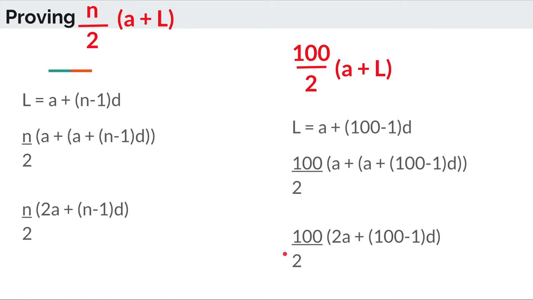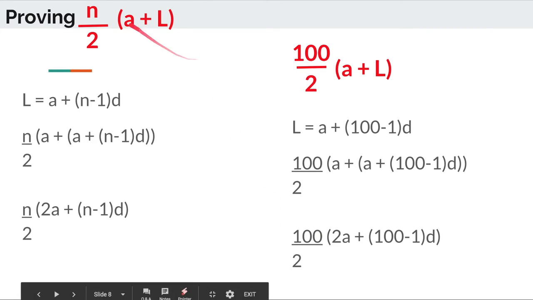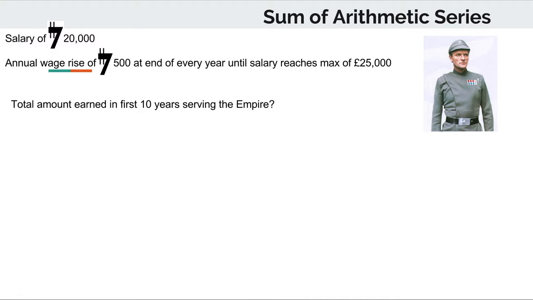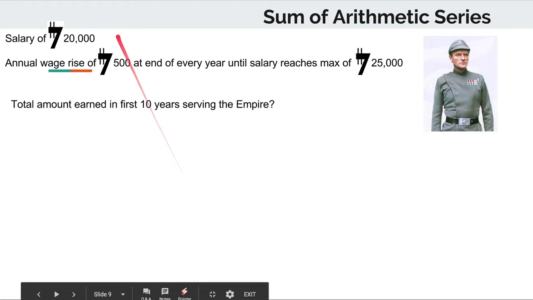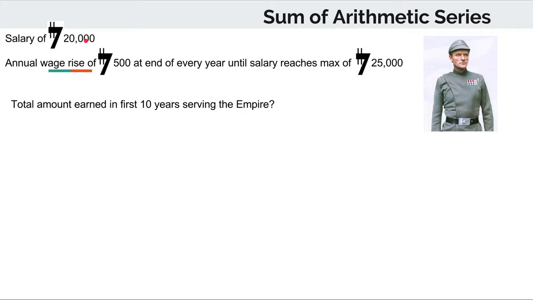So we can substitute L into n over 2a plus L. Now, let's actually practice using this formula. An imperial officer receives a salary of 20,000 credits. He receives an annual wage rise of 500 credits at the end of every year until his salary reaches a maximum of 25,000 credits. What is the total amount earned in the first 10 years serving the empire?